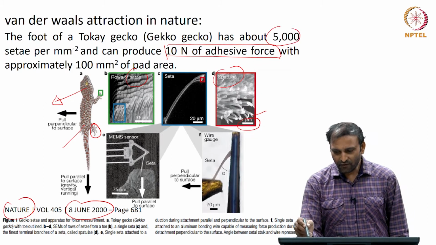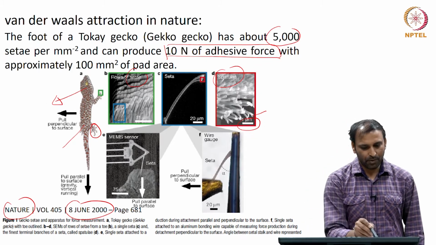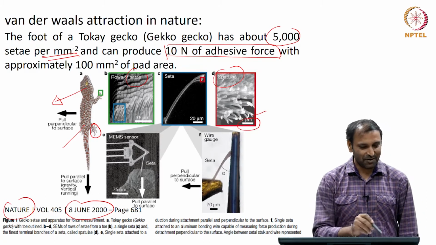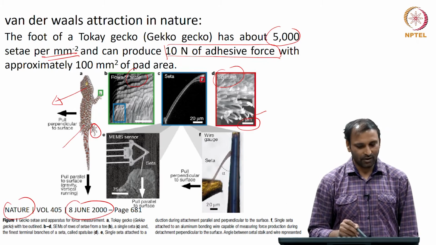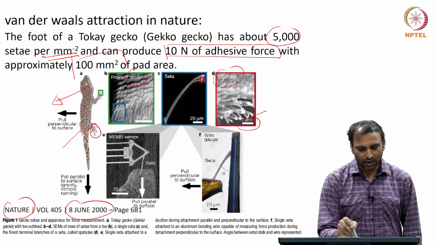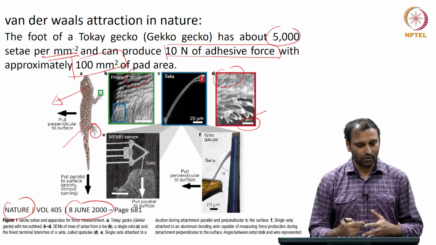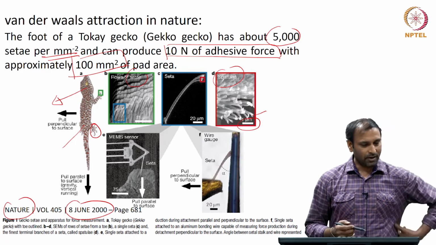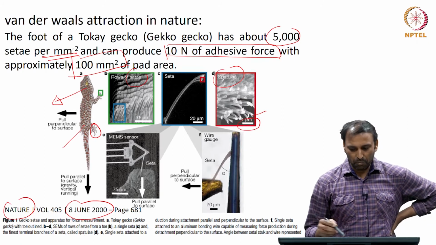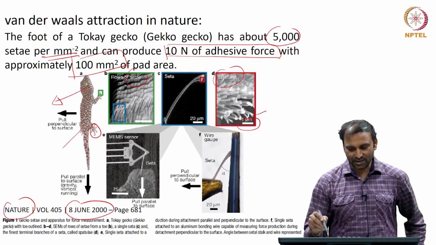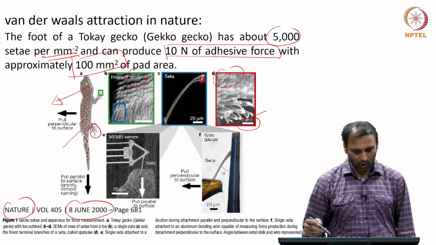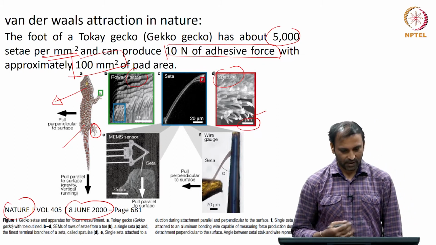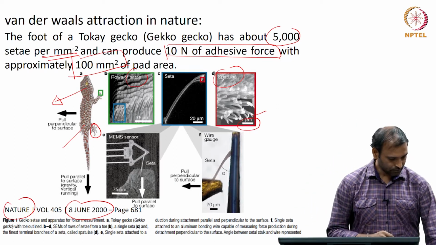Okay, there are about 5,000 per millimeter square. And if you look at a big gecko, you could have hundreds of millimeter square area. And if you sum up the van der Waals interaction because of each of them with the wall, it turns out that you really get a very huge number. So this is one example you can think about.